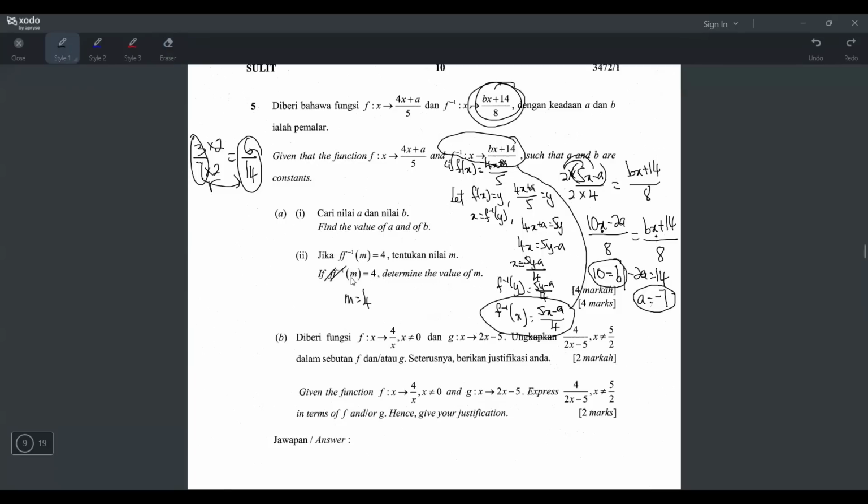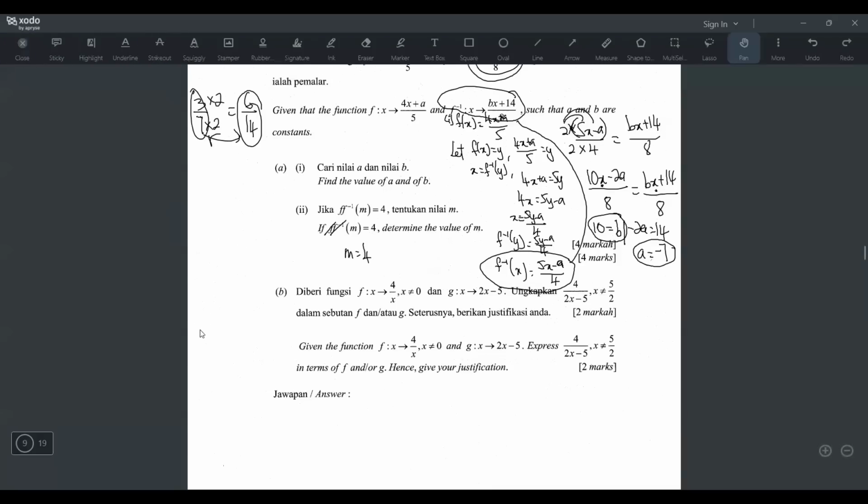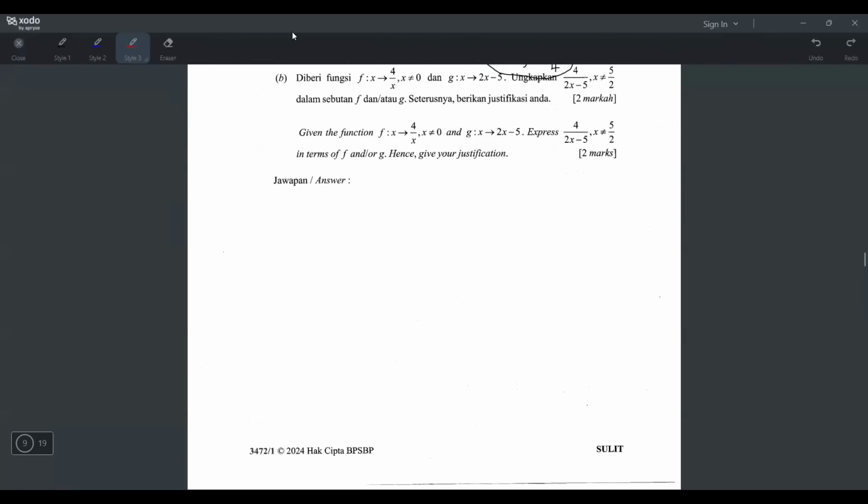So when you cut, you are left with M, so the M is 4. Macam tu, okay? But you can only cut when it's one F inverse. Kalau dia F inverse tak boleh cut. This one cannot cut. It must be one normal function, one inverse. Then only you can potong, cancel. Okay, so sudah siap.